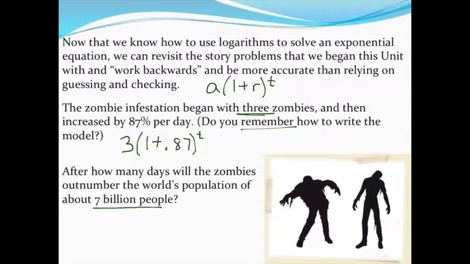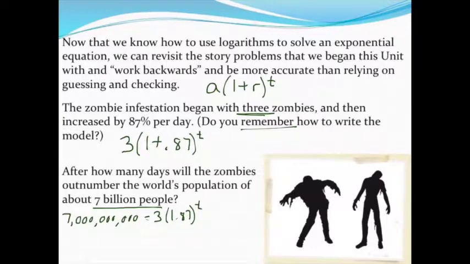That's 7 with 9 zeros. And so the equation I'm going to write then is 7 billion. So start writing out all your zeros. And then equals the model we just wrote. So 3 times, I'm just going to go ahead and add those together. So it's 1.87 raised to the t power. So this is what I now am able to solve algebraically. We could not have done this before.